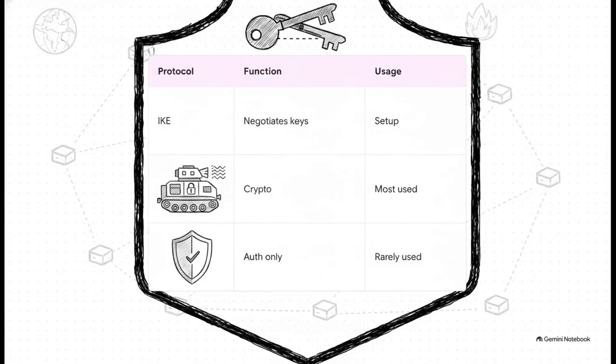Now, what's really interesting here is that IPsec isn't just one single thing. It's a whole suite of protocols. IKE handles all the key negotiations, but the real difference lies between ESP and AH. ESP, or Encapsulating Security Payload, is the heavy lifter. It provides encryption, integrity, and authentication. Because it actually encrypts the data, it's the protocol used in almost all real-world scenarios. AH, on the other hand, the authentication header, only provides authentication, no encryption whatsoever. That's exactly why AH is rarely, if ever, used in modern deployments. ESP is what provides the actual armor.